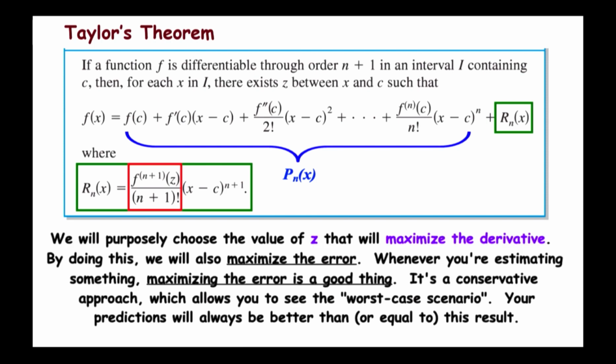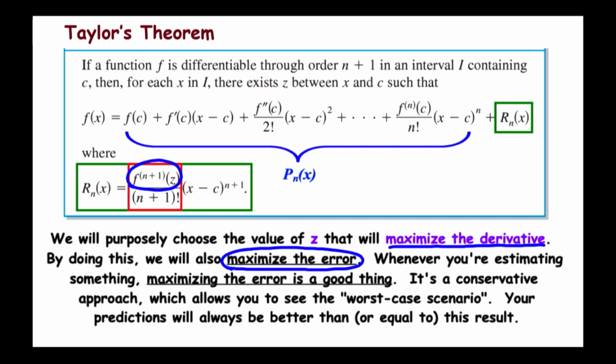But here's where the story gets a little weird. I want to pick the value of z that maximizes the derivative. What? Yeah, it's true. I want to pick a z that makes this as large as possible. If I can make that blue oval as large as possible, I really am making the entire green rectangle as large as possible. That seems weird since the green rectangle is the error. I would be maximizing the error on purpose, yeah.